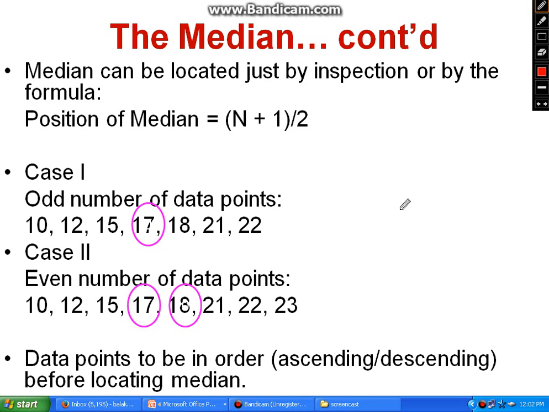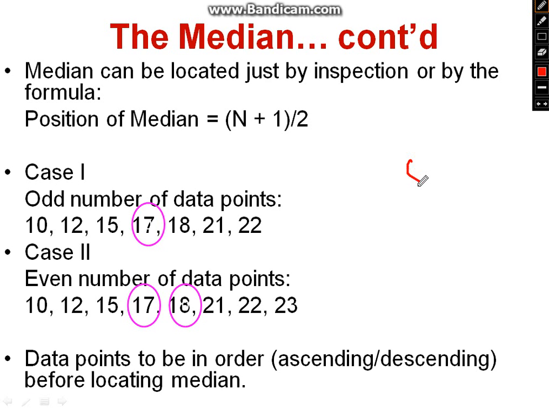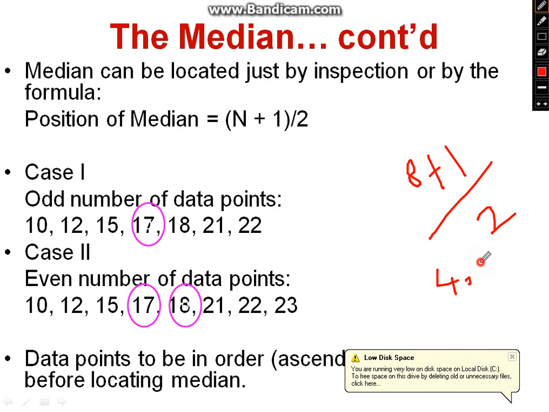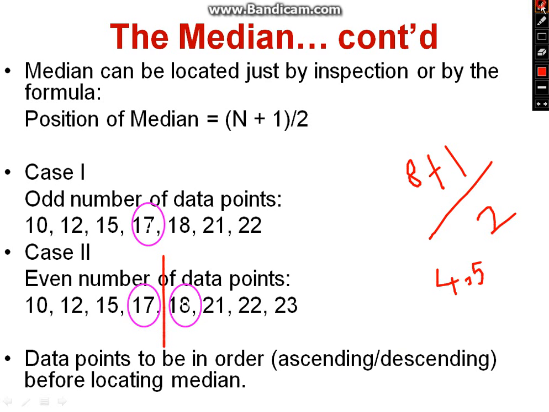So my n here is 1, 2, 3, 4, 5, 6, 7, and 8. So I take 8 plus 1 divided by 2, which becomes 9 by 2, which is 4.5 over here. So my median is exactly halfway between 17 and 18. And the number that lies exactly halfway between 17 and 18 is 17.5. Therefore, my median in this case is 17.5.